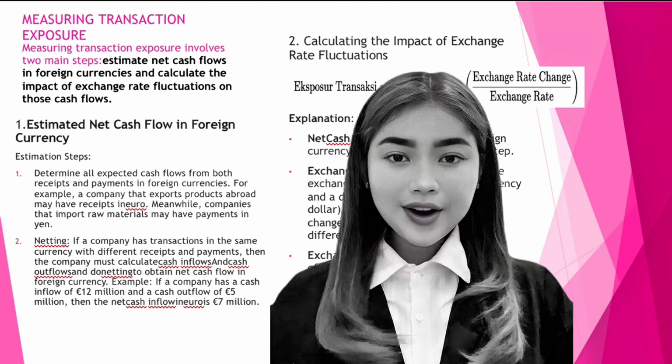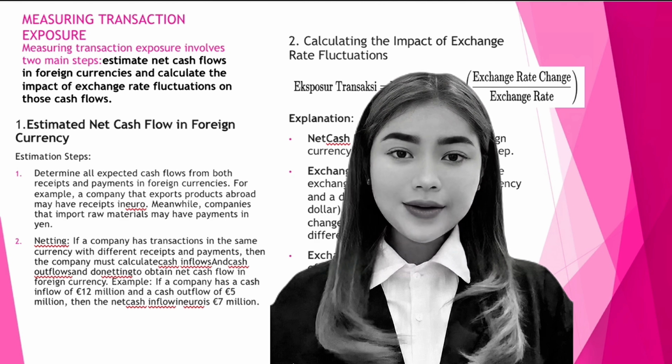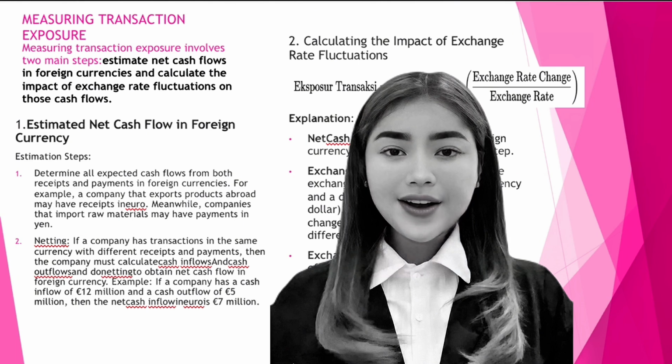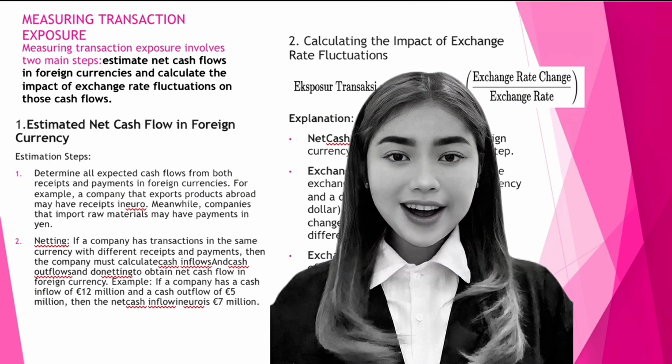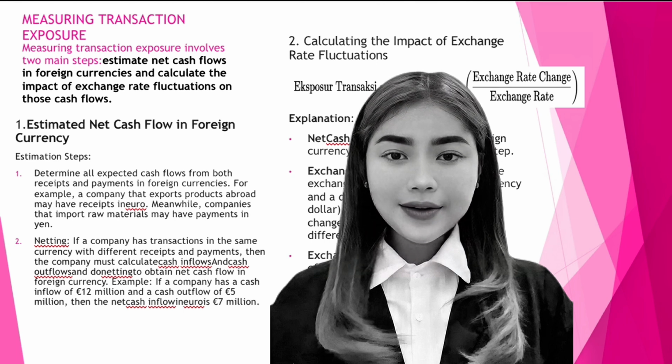Measuring transaction exposure. Measuring transaction exposure involves two main steps: estimate net cash flows in foreign currencies and calculate the impact of exchange rate fluctuations on those cash flows. One, estimated net cash flow in foreign currency. Estimation steps. Determine all expected cash flows from both receipts and payments in foreign currencies. For example, a company that exports products abroad may have receipts in euro. Meanwhile, companies that import raw materials may have payments in yen.